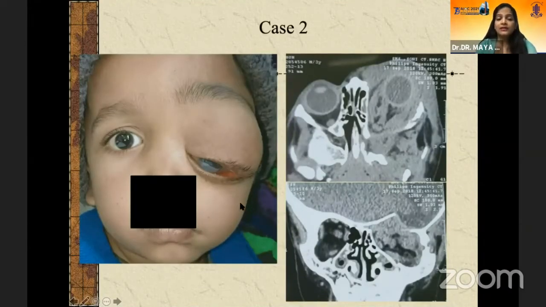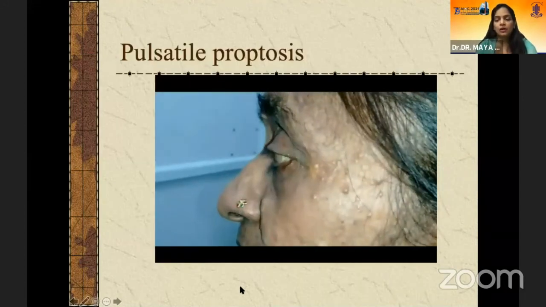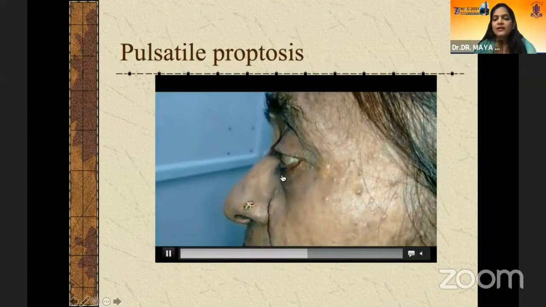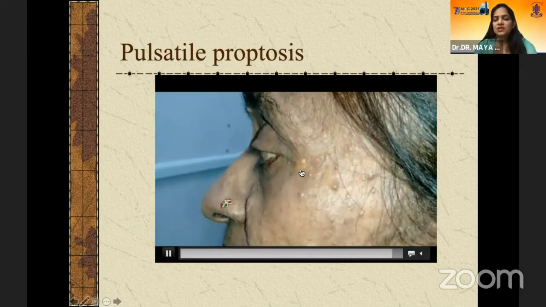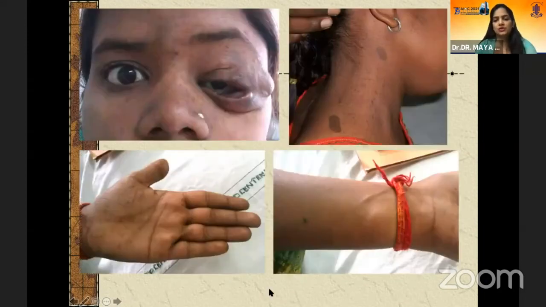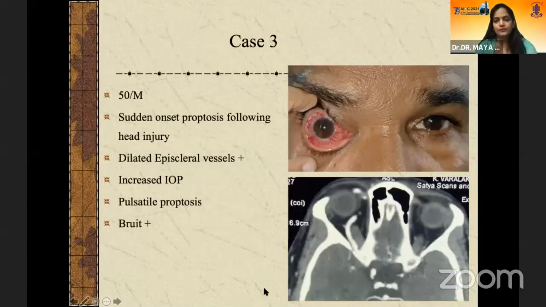Now, you can get a case of a plexiform neurofibroma like this case, and they may have an S-shaped eyelid associated with the ipsilateral facial asymmetry. There may be a dysplastic greater wing of the sphenoid, which can lead to a transmitted pulsation causing a pulsatile proptosis. Always do a detailed systemic examination. Here you can see cafe au lait spots, subcutaneous nodules.